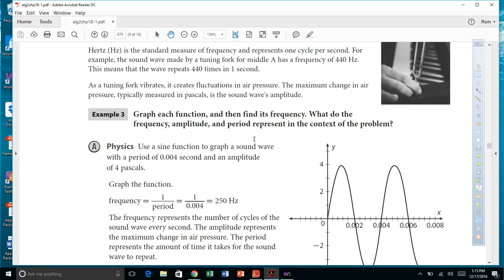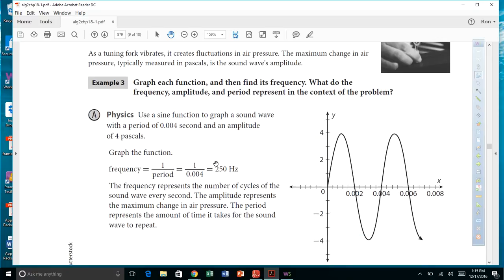For example, the sound wave made by a tuning fork for middle A has a frequency of 440 hertz. This means that the wave repeats 440 times in 1 second. As the tuning fork vibrates, it creates fluctuations in air pressure. The maximum change in air pressure, typically measured in pascals, is the sound wave's amplitude.